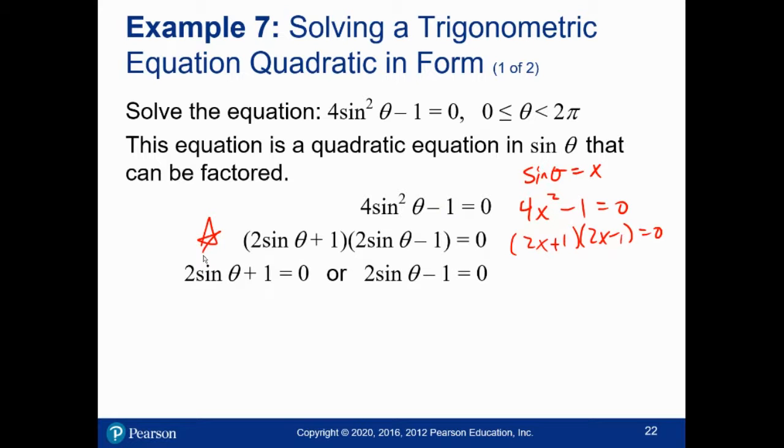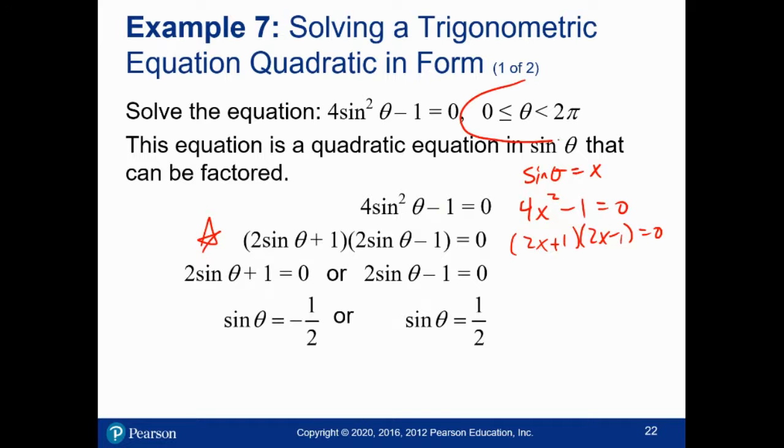This splits up into two possibilities. Maybe 2 times the sine of theta plus 1 is 0, or maybe 2 times the sine of theta minus 1 is 0. Remember, if a product equals 0, then either the first part or the second part is 0. So either sine of theta is minus 1/2 or sine of theta is 1/2.